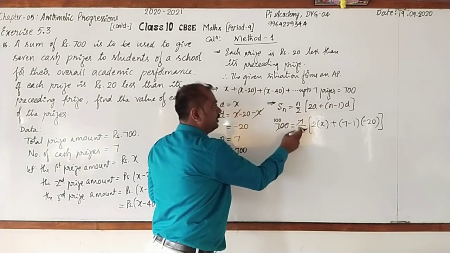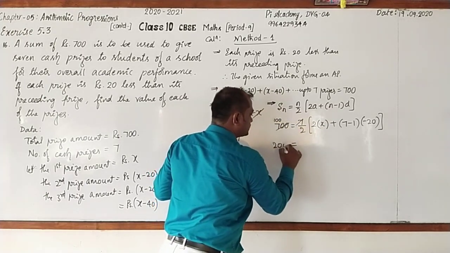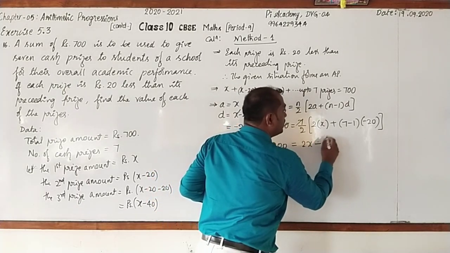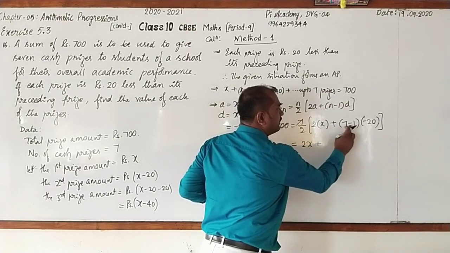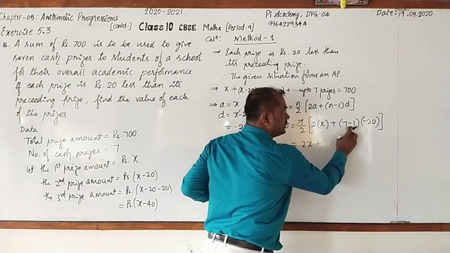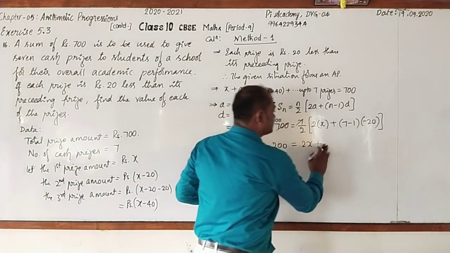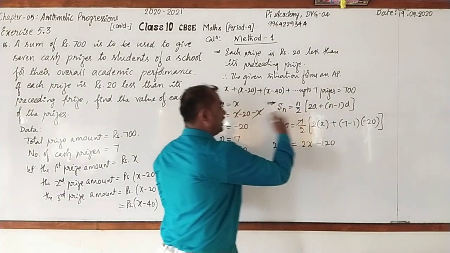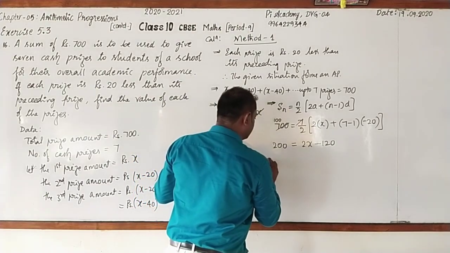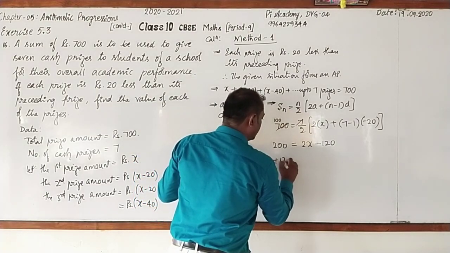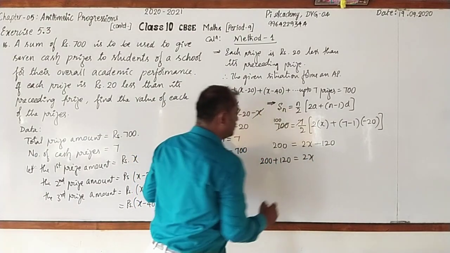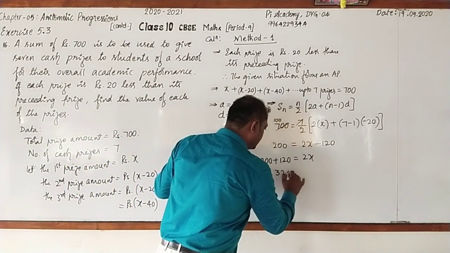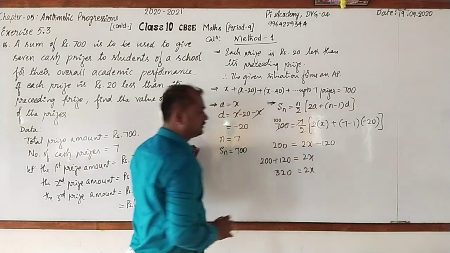Here only you can cancel it, ones are hundreds are. Now cross multiply. 2 into 100, this is 200. Multiply 2 into x, 2x. Plus here 7 minus 1 is 6. 6 into minus 20, it is minus 120. Here I will write minus 120. Transfer minus 120 to the left hand side. 200 plus 120 is equal to 2x. What is 200 plus 120? Yes, you are right. It is 320 is equal to 2x.